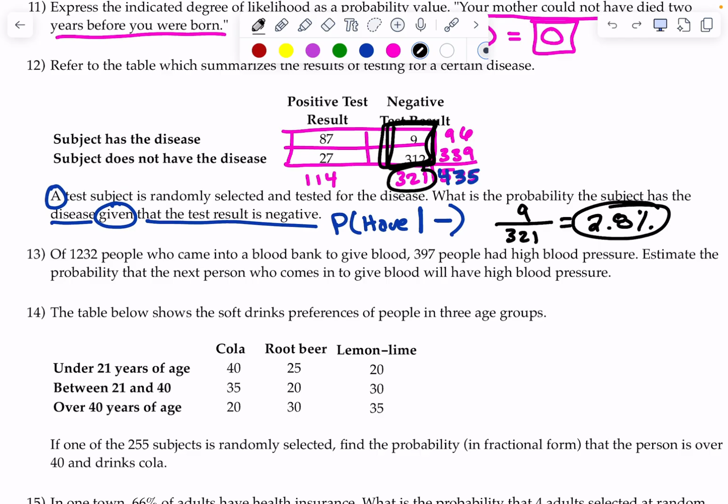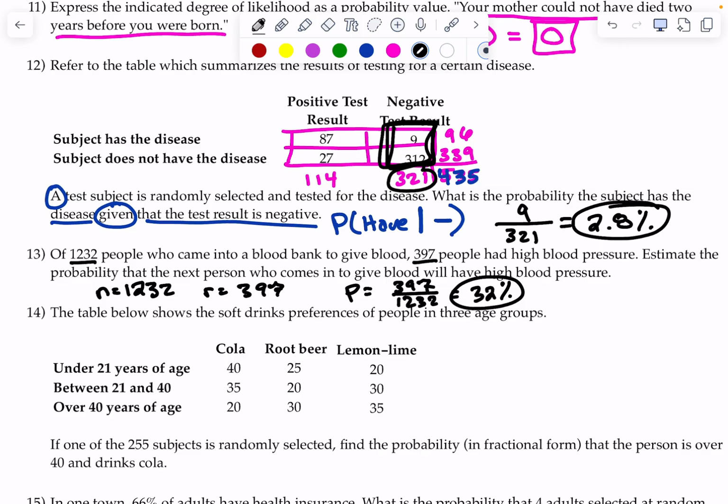Okay, next. Of the 1232 people who came into a blood bank to give blood, 397 had high blood pressure. Estimate the probability that the next person who comes in will have high blood pressure. Oh, that was silly. The probability is 397 over 1232. So you didn't need that. No, not really. What is it? 32%. 32% chance that they will have high blood pressure? That's insane. Oh my Lord.